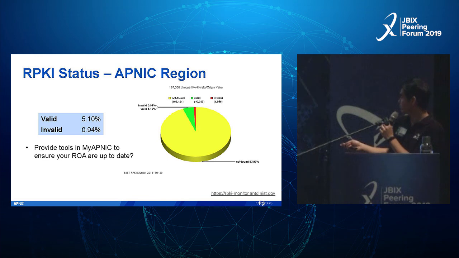So what we could do in the future is maybe provide tools in MyAPNIC to make sure your ROA is up to date. Currently, we do not have these features yet. We are still finding ways to improve the portal to better manage the routes.